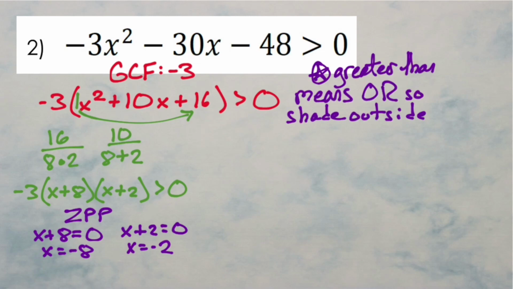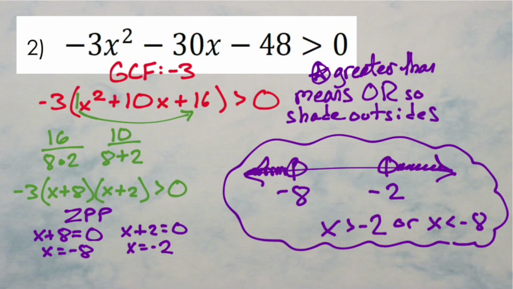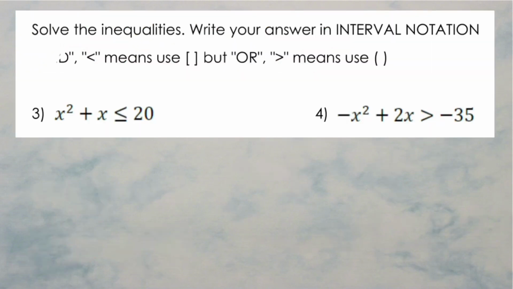Remember, greater than sign means it's an or problem. You're going to shade the outsides. So there are answers, negative 8, negative 2. Negative 8 is less than negative 2, so negative 8 goes on the left. We have the greater than sign. There is no line underneath it, meaning these circles are going to be open. And then because it is the greater than sign, it is an or problem, and you shade the outsides of your number line. That's all you need to know. That's the basic idea. Let's do another one.